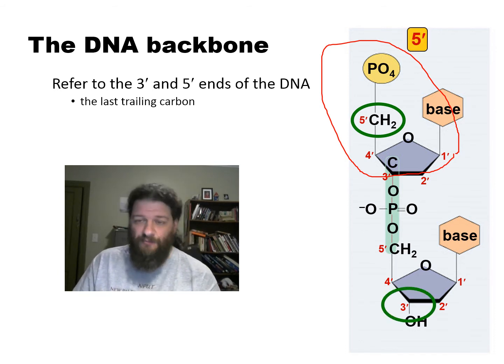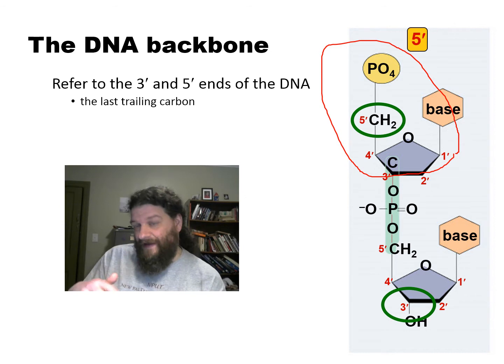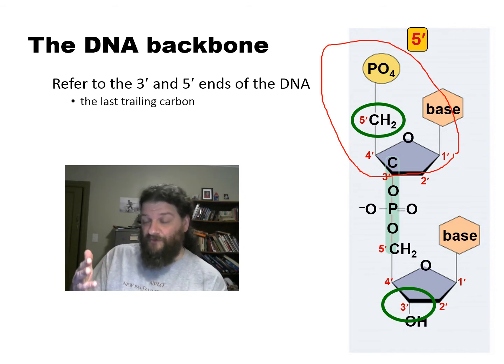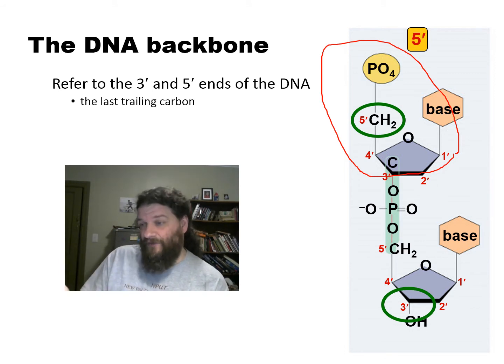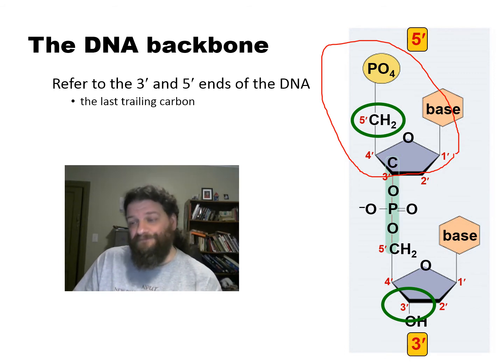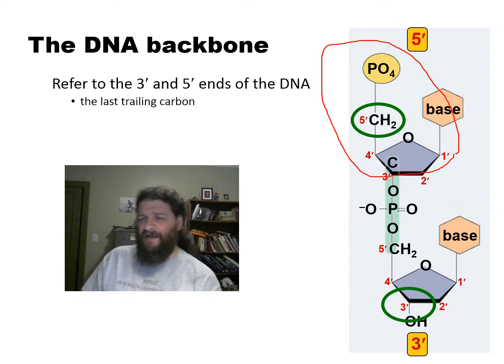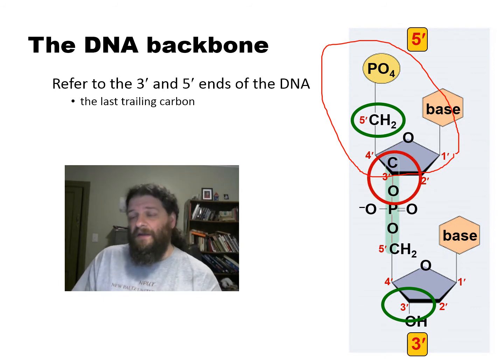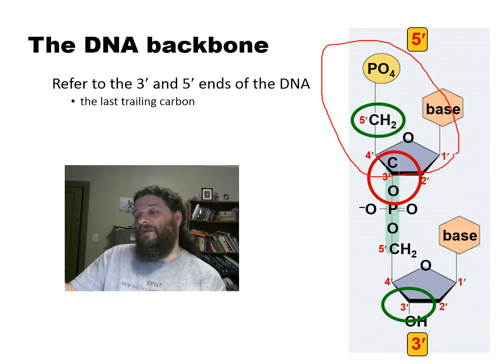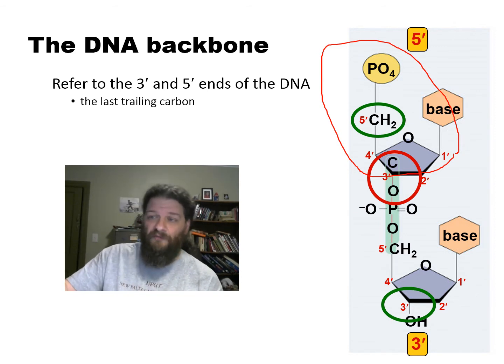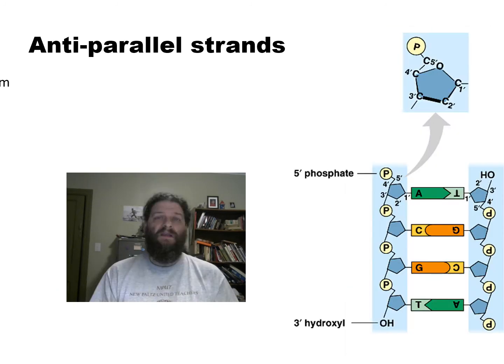And then the 3' end won't have a phosphate attached to it. It will have a hydroxyl group attached to it, so you can do some dehydration synthesis and add another nucleotide on the end if you are extending the chain. But that is the 3' end of that piece of DNA. We always are adding a phosphate onto the 3' sugar of the next nucleotide.